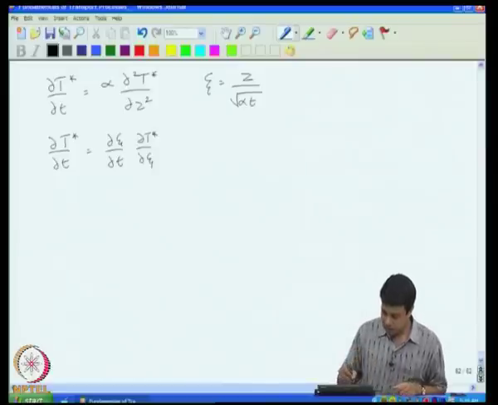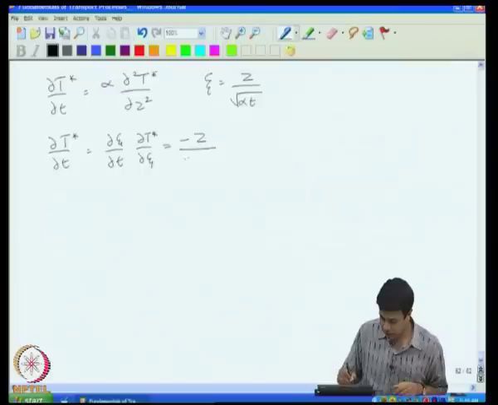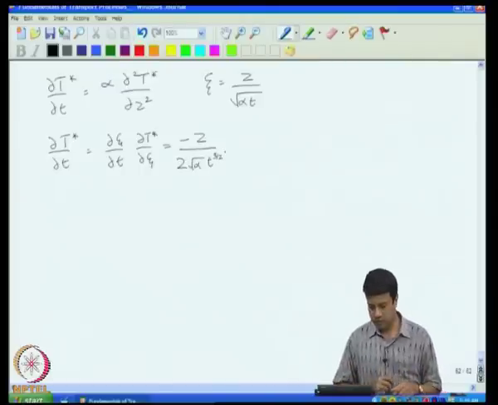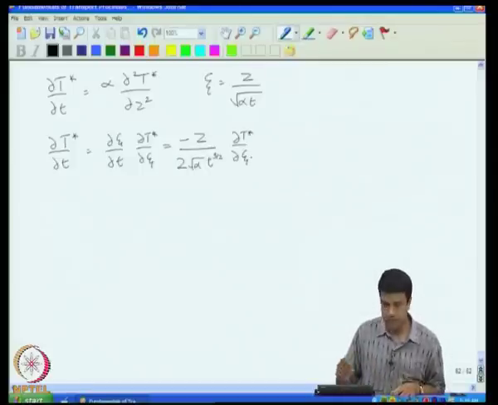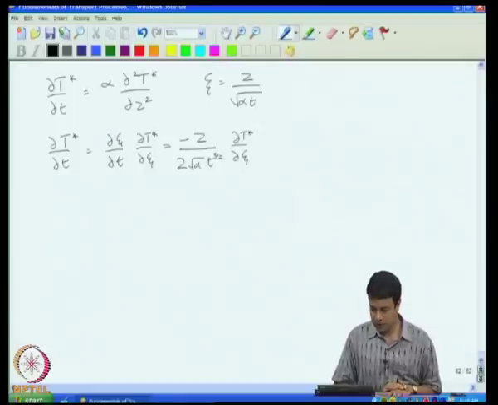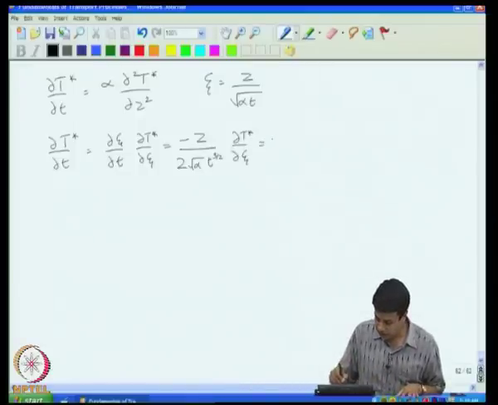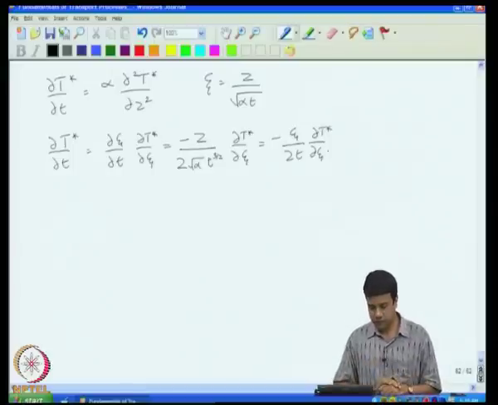Partial psi by partial t is equal to minus z by 2 root alpha t to the power 3 halves, times partial T star by partial psi. Now, z by root alpha t is psi itself. Therefore, I can also write this as minus psi by 2t partial T star by partial psi, using chain rule for differentiation.